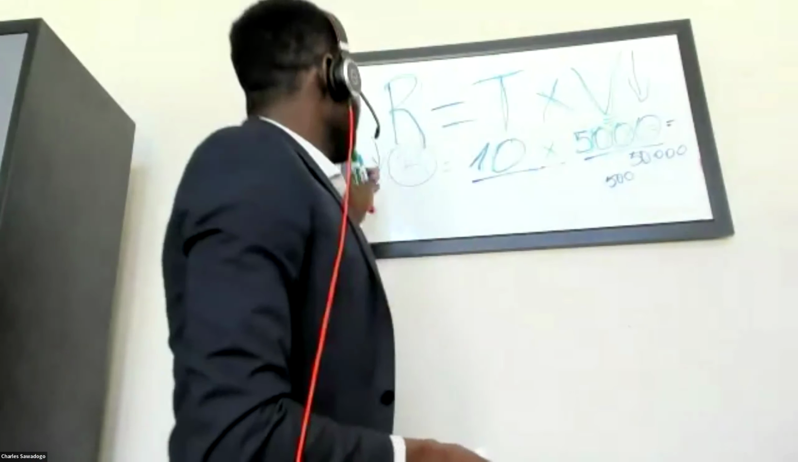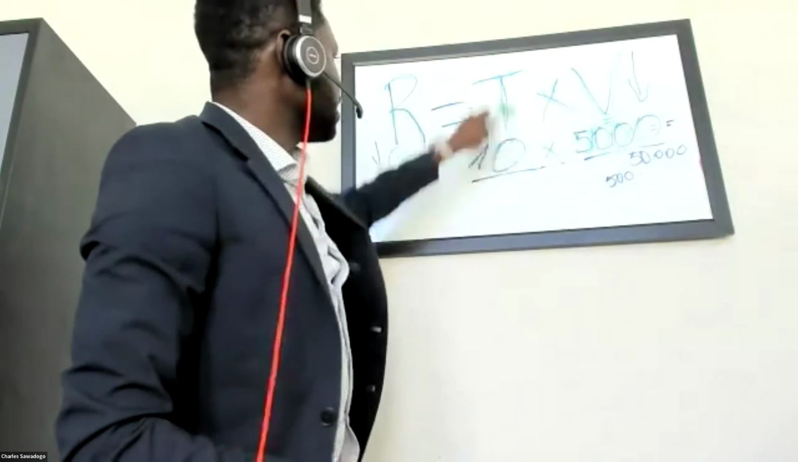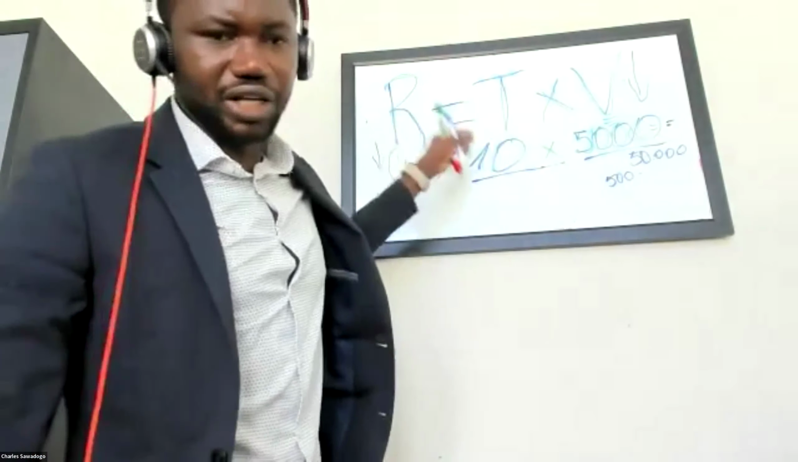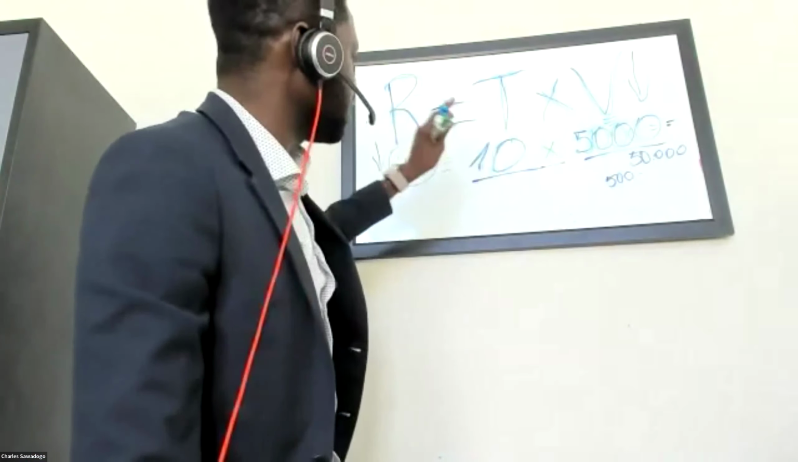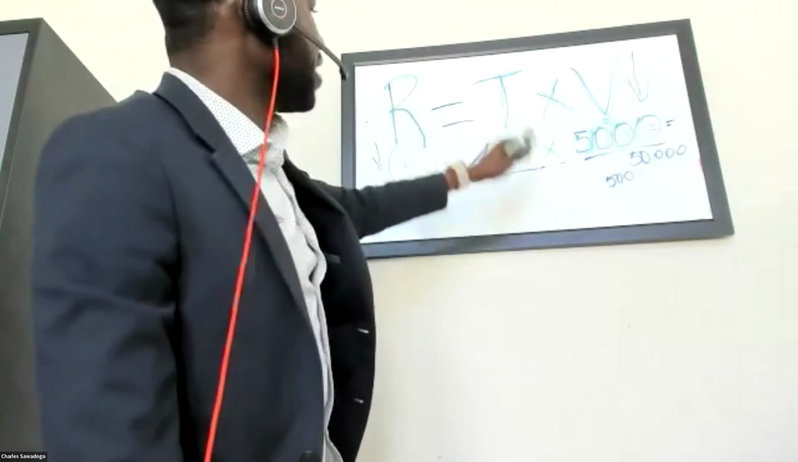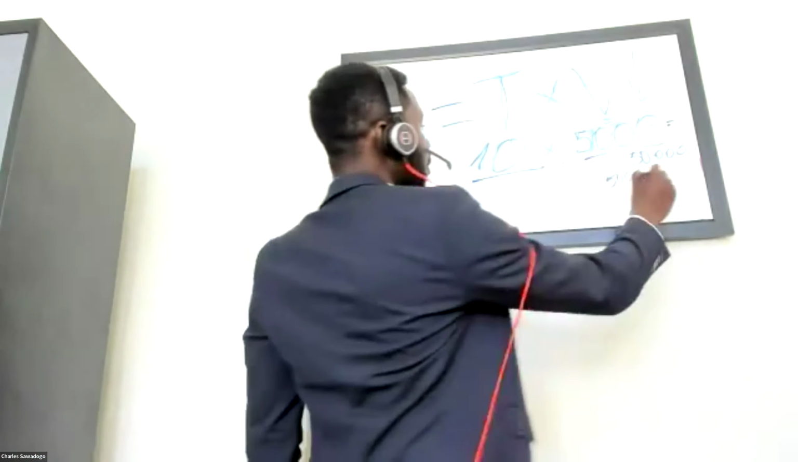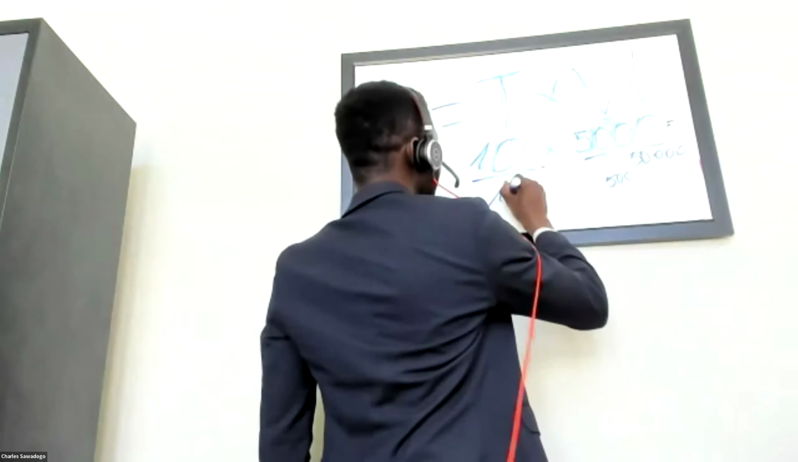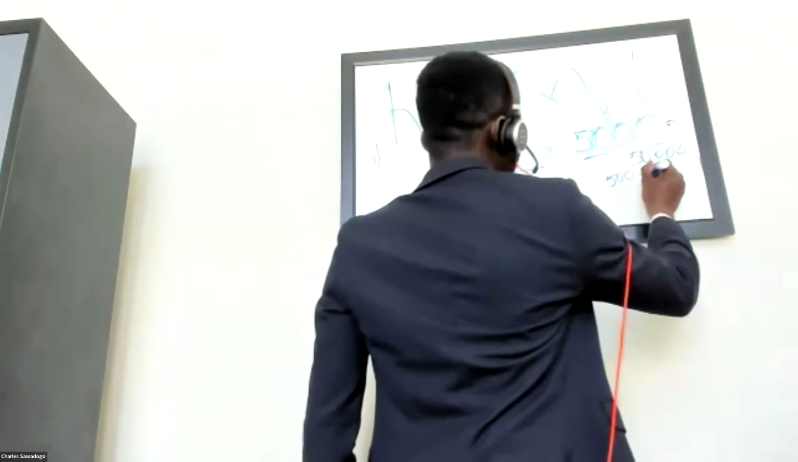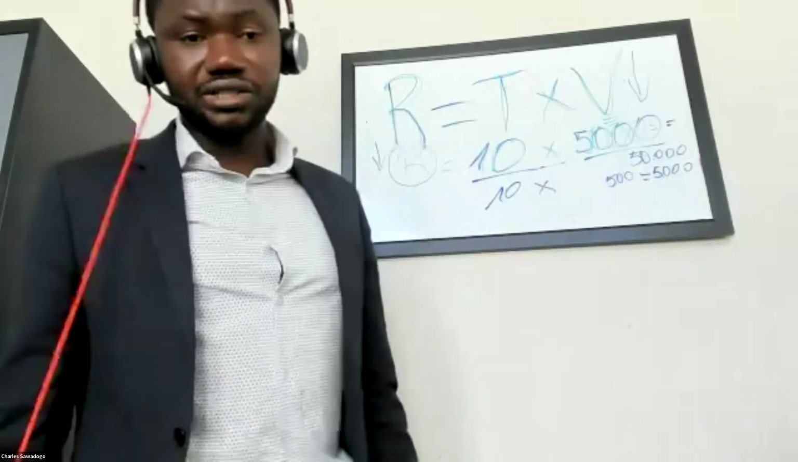So the risk is going to become how much? Let's say the threat is still 10. The threat does not change. Let's say the threat is still there, the same number, but the vulnerability goes from 5,000 to 500. So the risk is going to become now 10 times 500 equals 5,000. 5,000 instead of 50,000. Isn't that great?